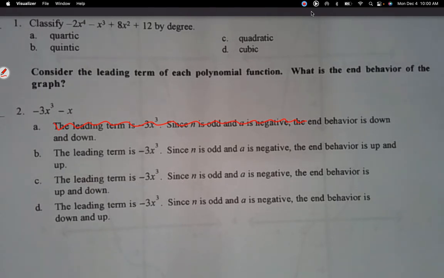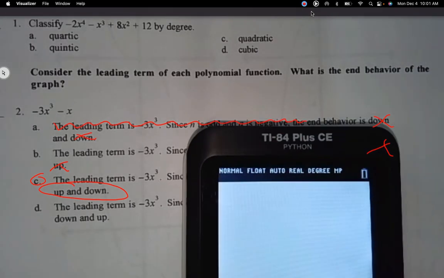Me, I know that since the exponent is an odd number, they're going different ways. So I know it can't be down and down, and it can't be up and up, since they're going different ways. So I've already eliminated some. And then it's going like this, so it's up, then down. Okay, so I would look for the behavior is up and down. So it's C.